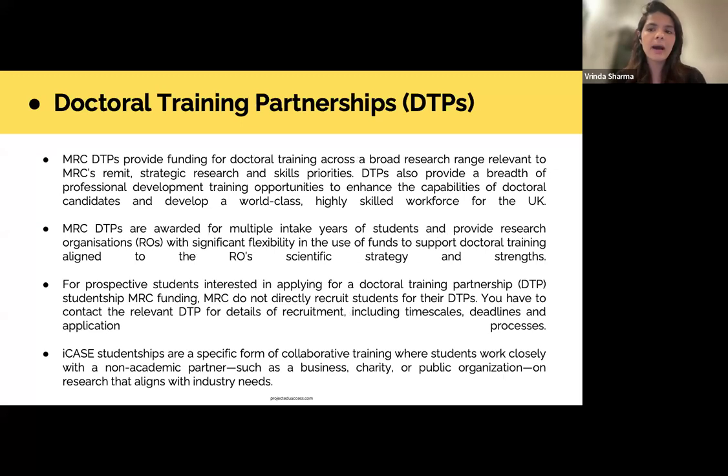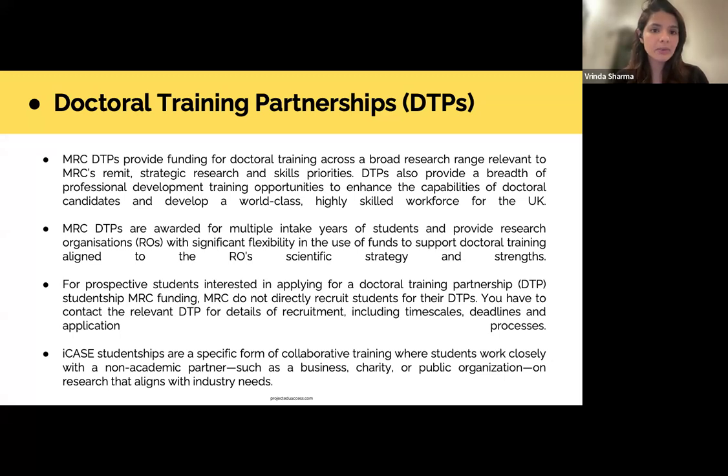So DTPs are basically providing comprehensive funding for doctoral training programs, and they are designed to offer flexibility for the research organizations. Like I said before, they would be funding research organizations like the University of Manchester, and these organizations have limited funds to fund a specific number of students, which could vary across organizations. This allows the research organizations to take in doctoral students, aligning that with their strategies and their strengths.